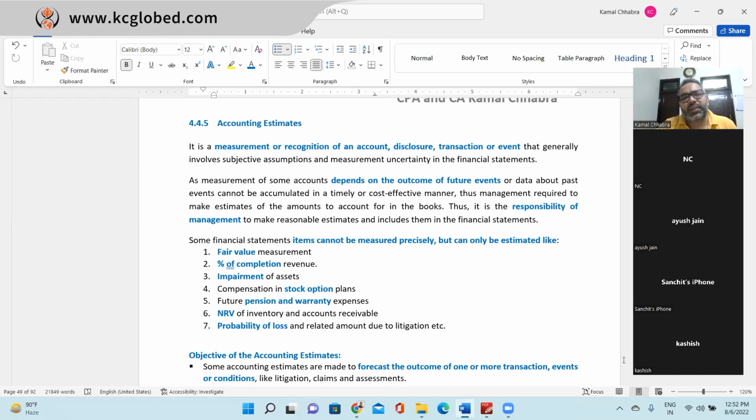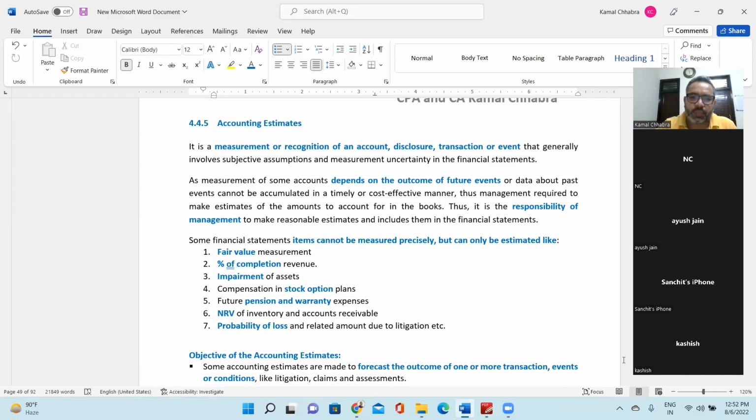So an accounting estimate is a measurement or recognition of an account, disclosure, transaction, or event that generally involves subjective assumptions and measurement uncertainty in the financial statements. Accounting estimates are the estimates made to measure and recognize the respective financial statement account balances, disclosures, and transactions or events. For example, when you are doing an acquisition, at that point of time you'll be estimating how much goodwill the new business which you are acquiring might be generating.